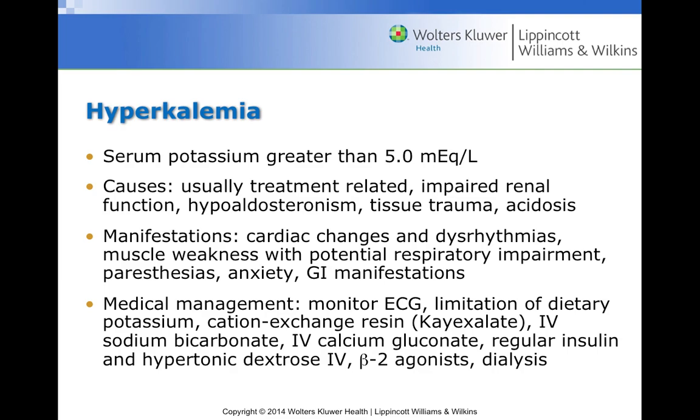Now we will look at the other end of the spectrum, which is hyperkalemia. So with hyperkalemia, those are your serum potassium levels greater than 5 milliequivalents per liter. And in the older adult, there is an increased risk for hyperkalemia due to the decreases in the renin and aldosterone, as well as increased number of comorbid cardiac conditions.